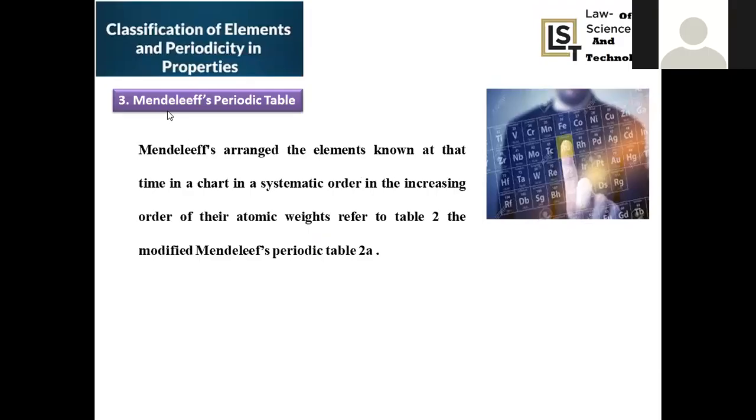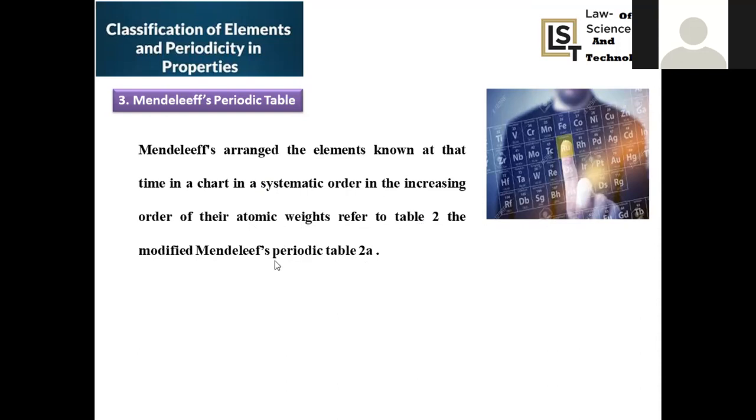Here, classification of elements in accordance with Mendeleeff. Mendeleeff arranged all the elements known at the time in a chart in a systematic order, in the increasing order of their atomic weights, right? Atomic weight is taken as the primary criterion to place all the elements in the series in a sequential manner, in ascending order. Those are available in table 2 and the modified, that means advanced, periodic table of Mendeleeff. First he gave the tentative one, and finally he modified it into table number 2A.